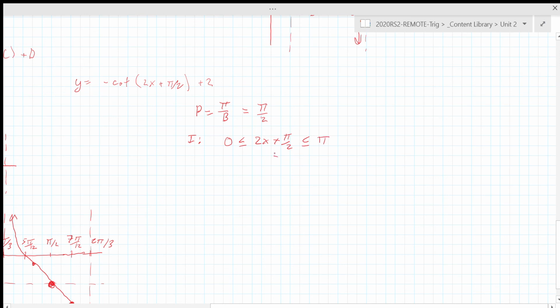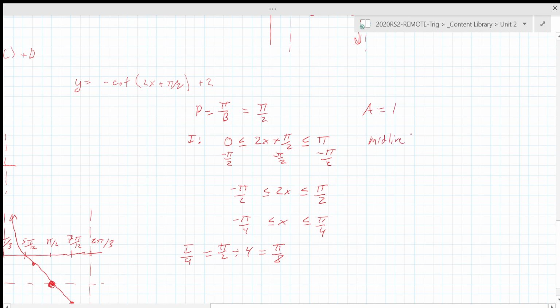And then we're solving for x, so I'm going to subtract pi halves from each side. And then divide by 2 on each side. Then we're going to take our interval size and divide it by 4, which would be our period divided by 4. And we have an amplitude of 1, a midline of 2, and this is a negative cotangent function.